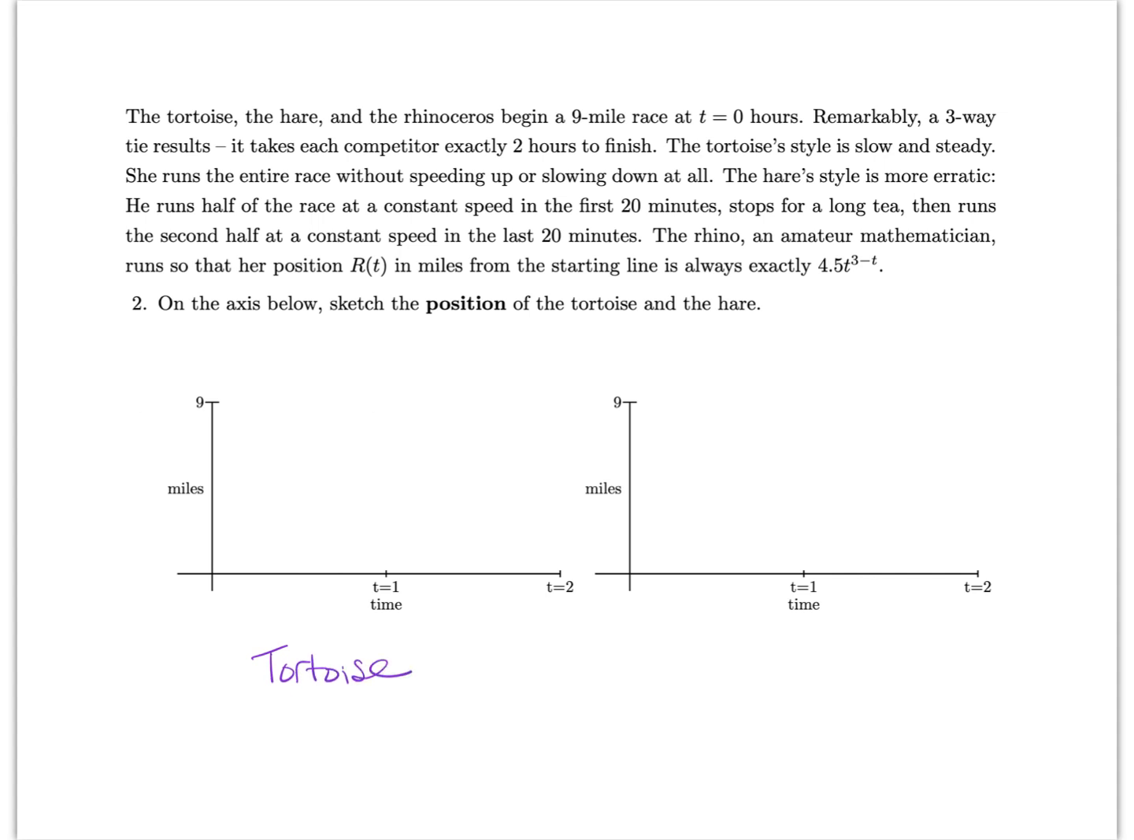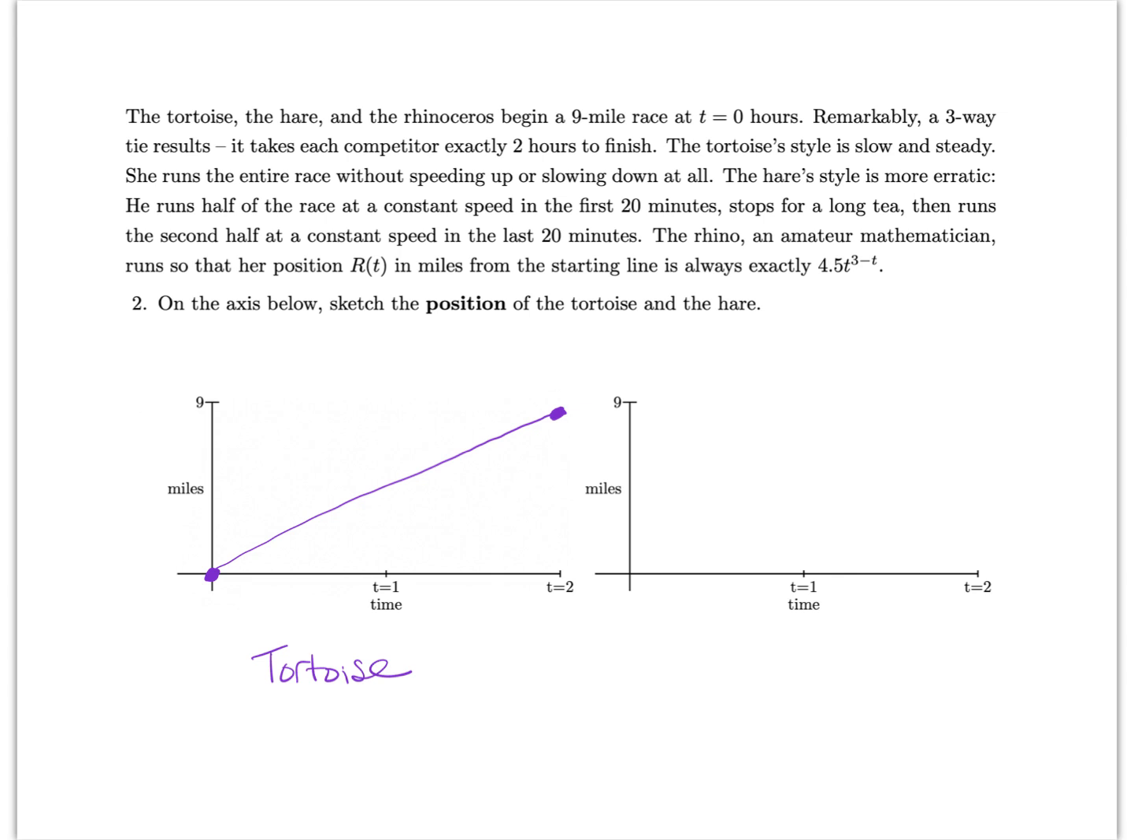Okay, so we are doing position, so miles traveled compared to time. This should be increasing at a steady, constant rate. As the tortoise runs, they start at 0 minutes and 0 miles traveled, and they finish at 2 hours, 9 miles traveled. There was just a steady increase in distance traveled the whole way. So just a nice speed increase.